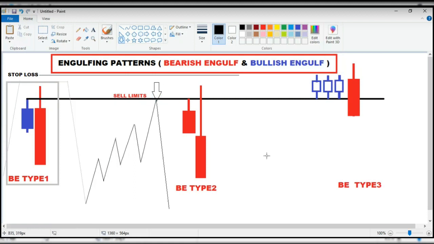Okay, so this is how the bearish engulfing type 1 looks like. The red candle wick is longer than the blue candle wick, and on the shorter wick, that's where you have your entries.